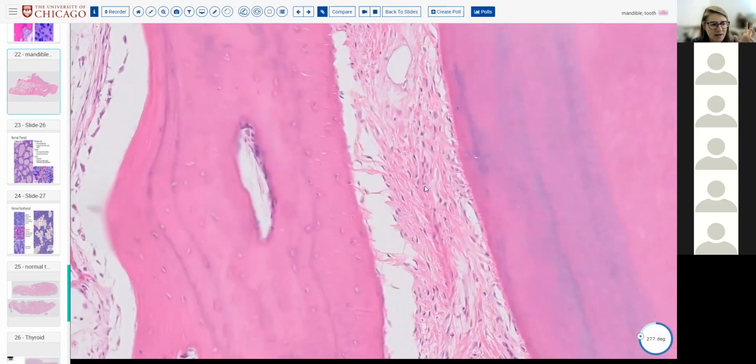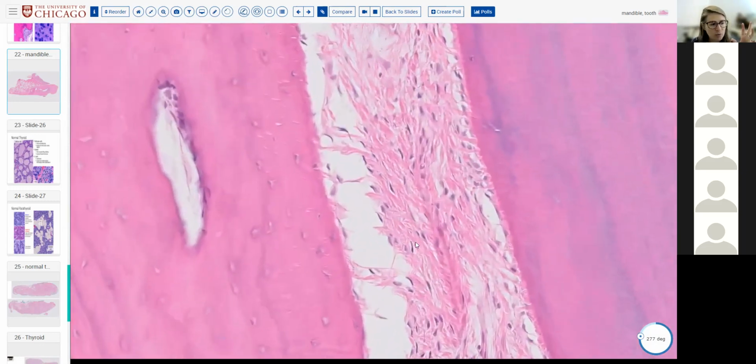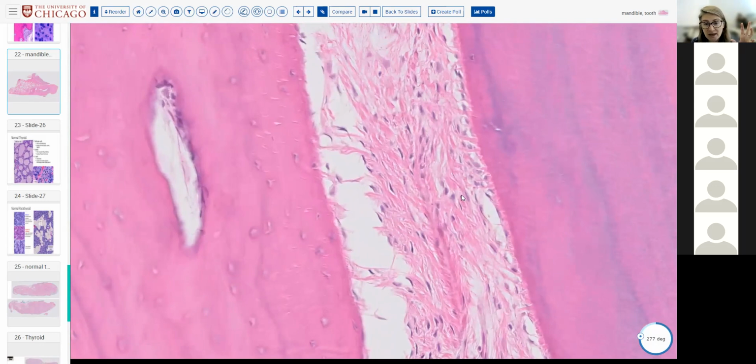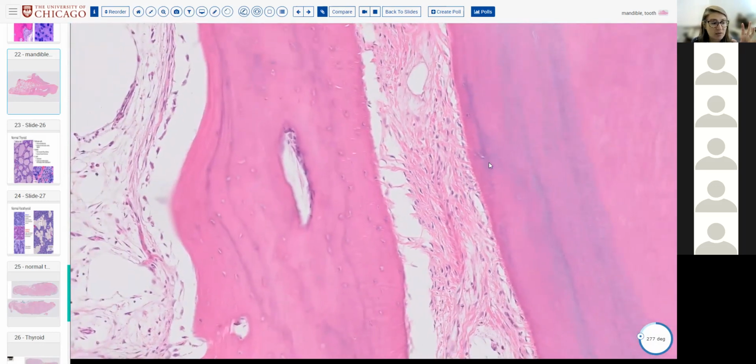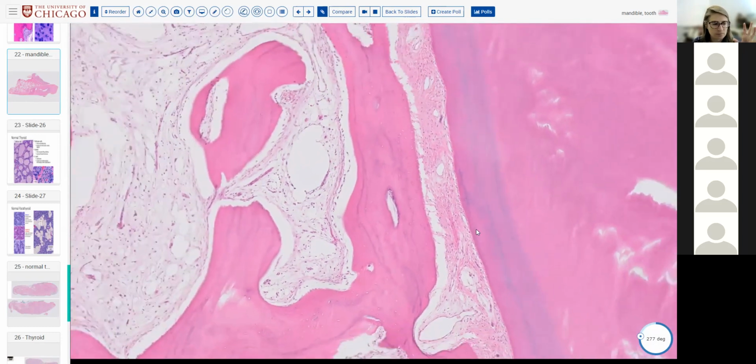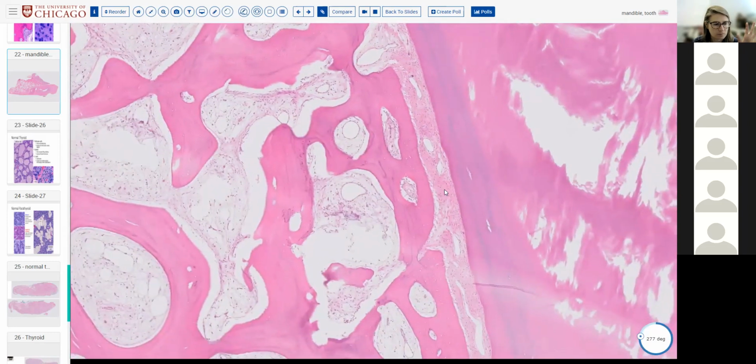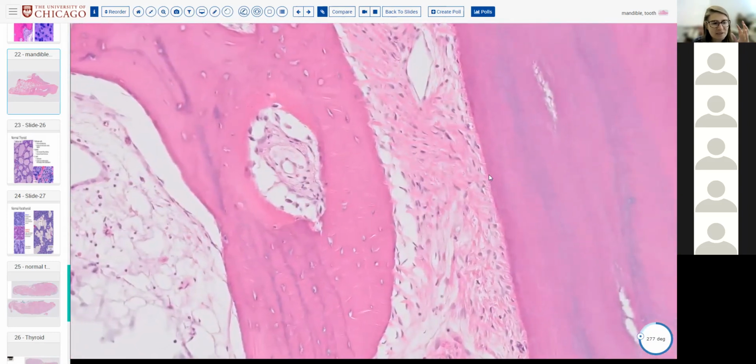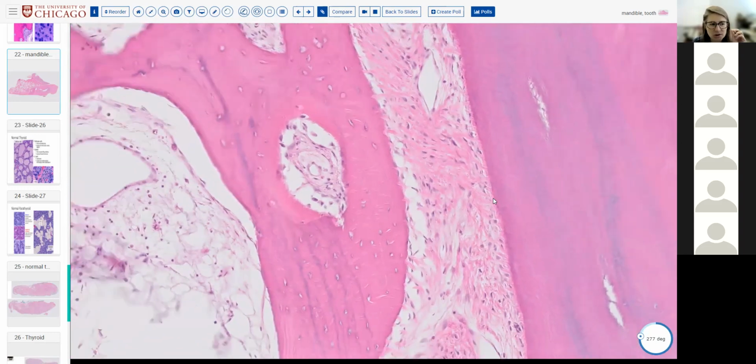is this dense collagenous tissue with these small fibroblast nuclei. Does anybody know the name of this structure that tethers the tooth into the bone? Cementum. Cementum is an acellular, kind of ovoid, purplish structure.